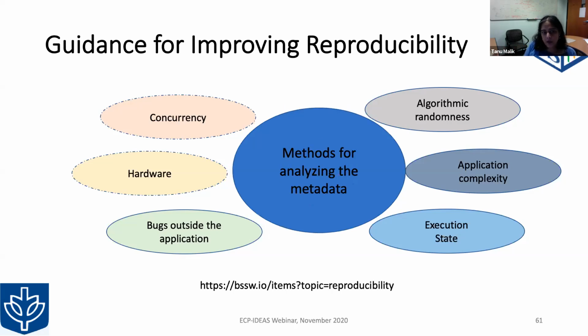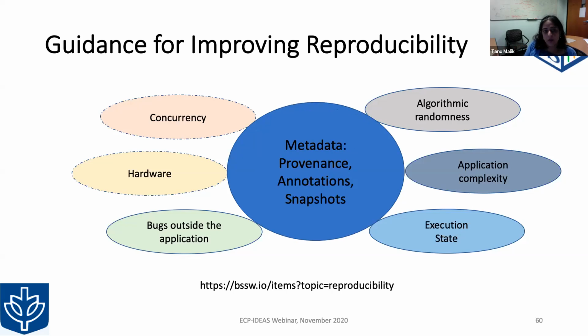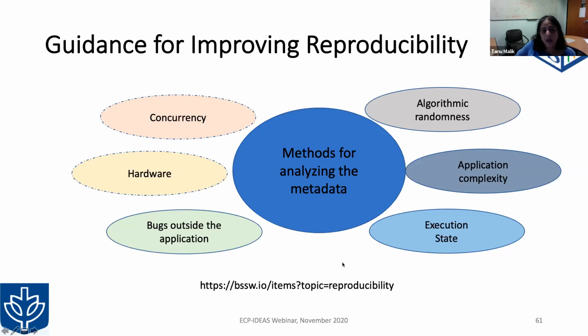The basis for all this is definitely that we collect as much data as possible. Metadata, provenance, the snapshots. It's very important that we collect the snapshots, because unless we have the content, we cannot replay it exactly. We do not know that it is exactly matching the previous state. And finally, we need methods for analyzing the metadata.